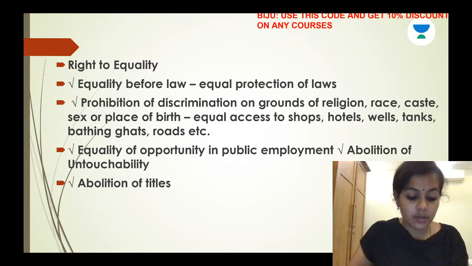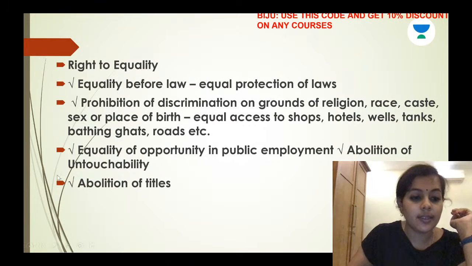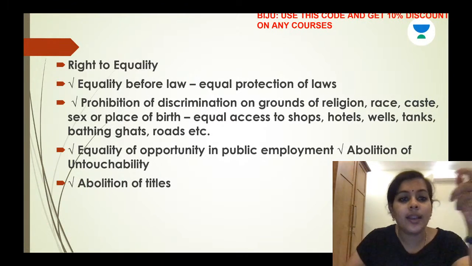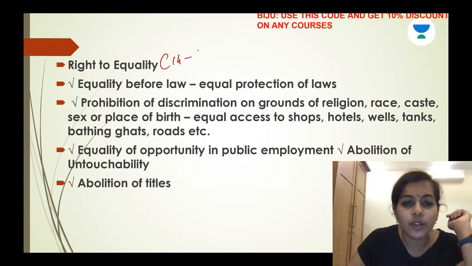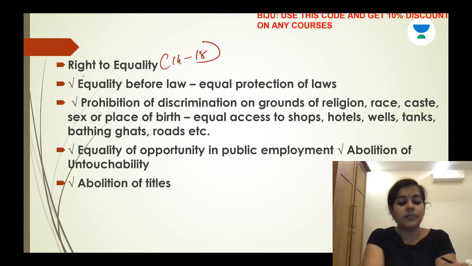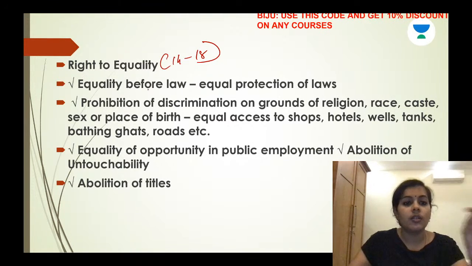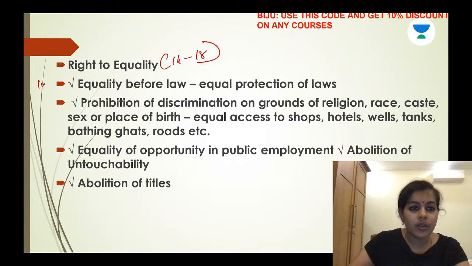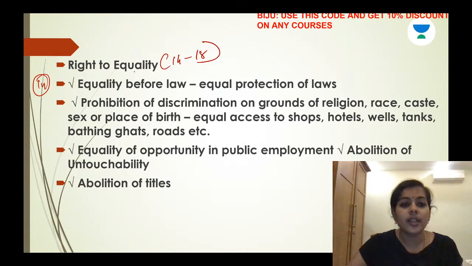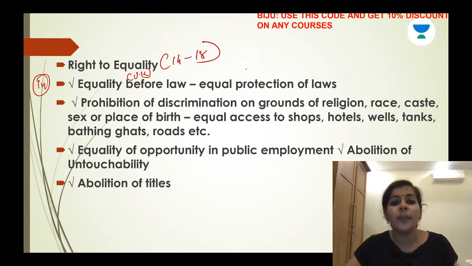Fine. So, we had discussed right to equality. Since there was a technical error in between, I am explaining it once more. Article 14 to 18 is discussed as right to equality. I'll just brief it now. Article 14 talks about equality before law and equal protection of law. Equality before law is taken from the UK, and equal protection of law is taken from the American Constitution.